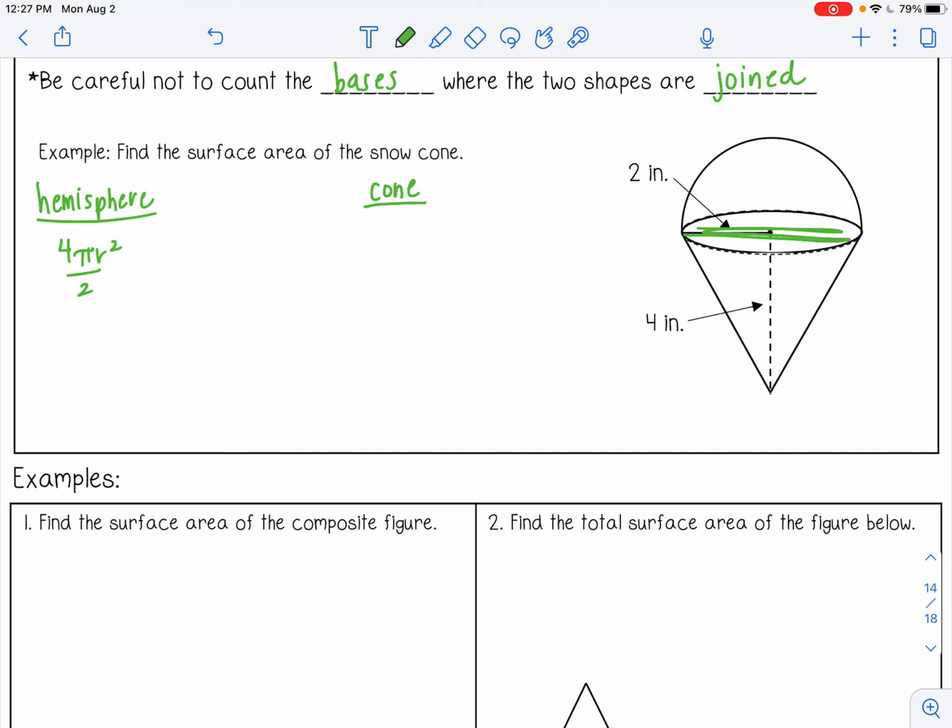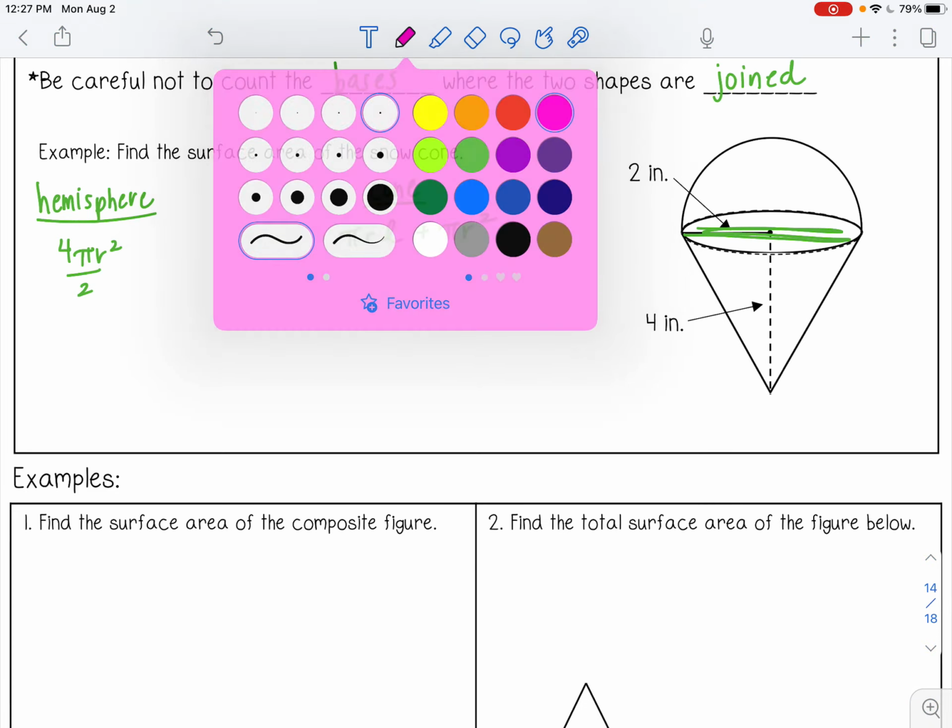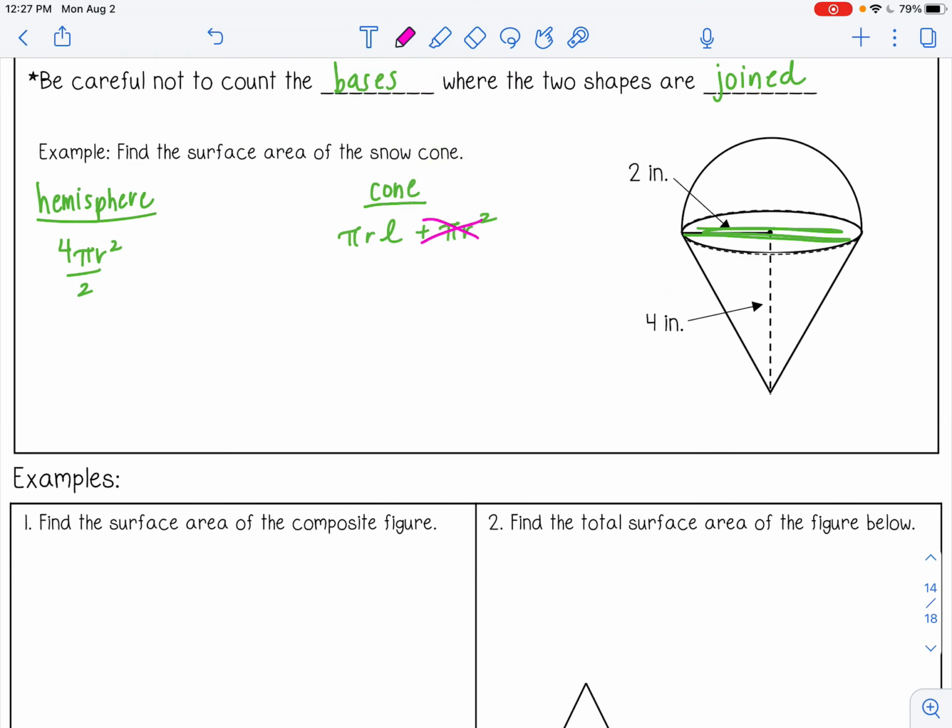And then for the cone, a cone does have a base normally when we find the surface area, so we want to leave that part out. I'm just going to write the formula for a cone out: pi r L plus pi r squared. Now the base of a cone is that circle, that pi r squared part, so we don't want to count that part. I'm just going to X this part out. We just want this section here.